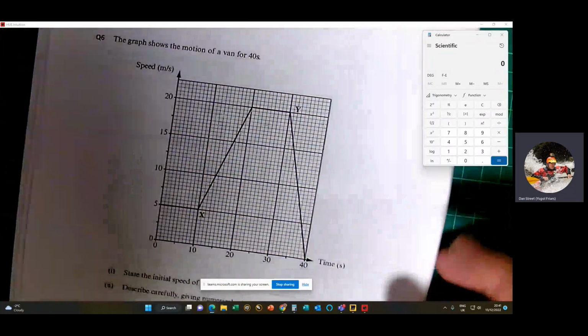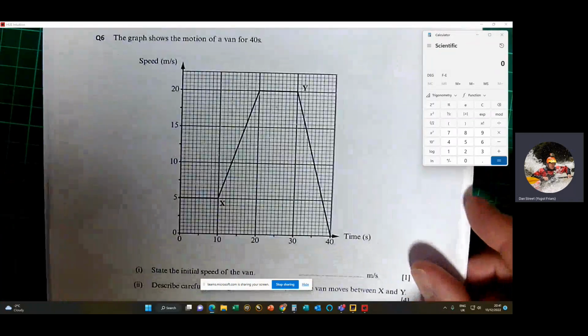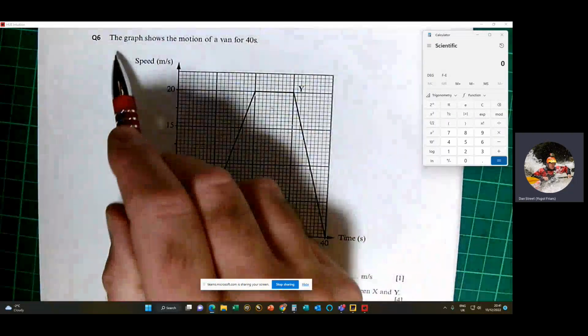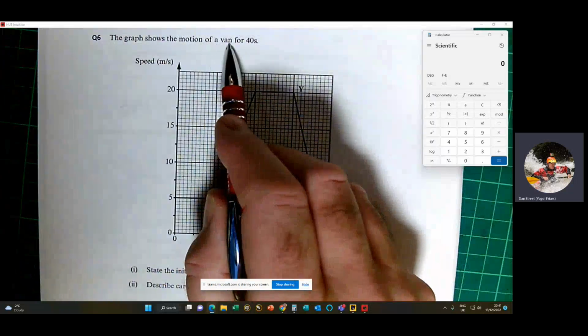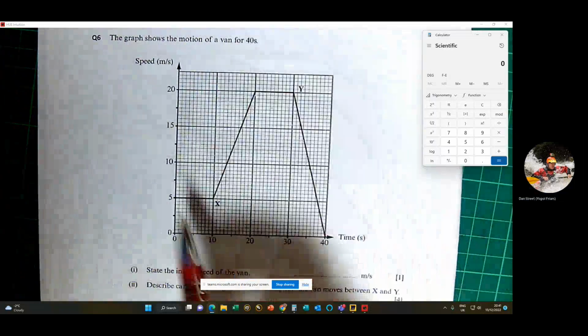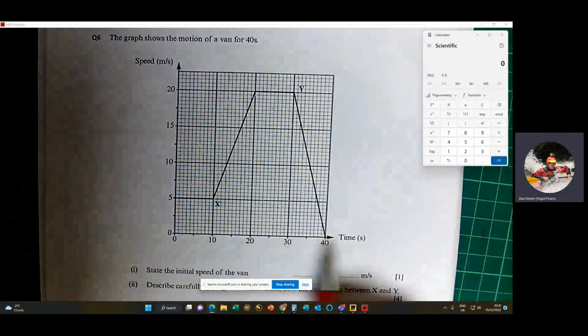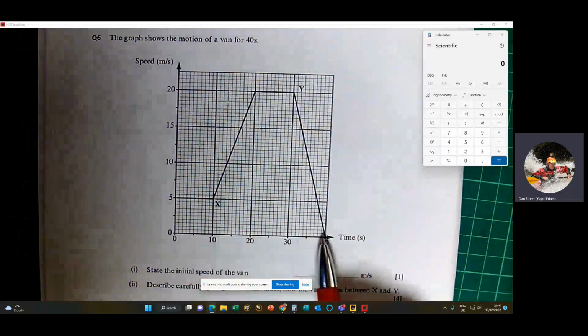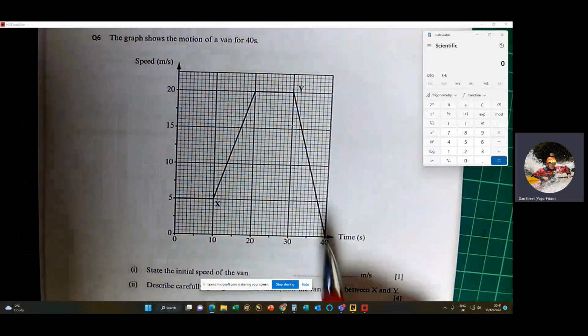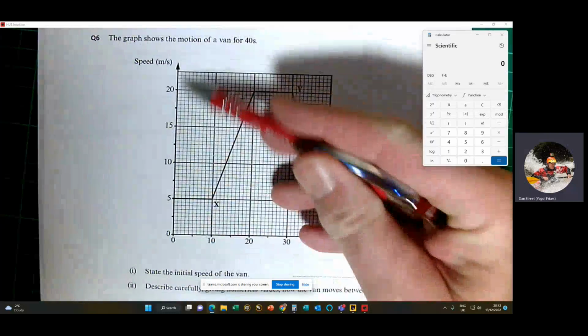Okay, so this is the mock foundation question number 6. The graph shows the motion of a van for 40 seconds. Along the bottom we've got time, so this is when the van set off, and this is when the van arrived or stopped, and up the side we've got the speed of the van.